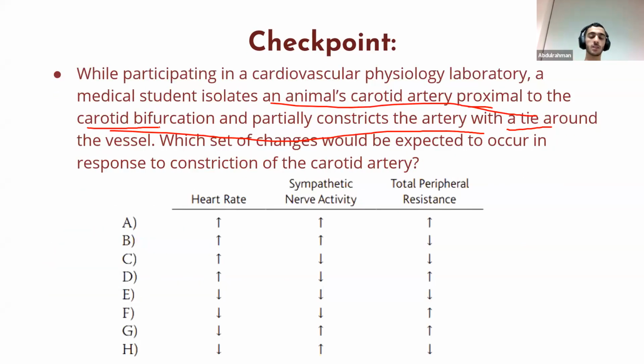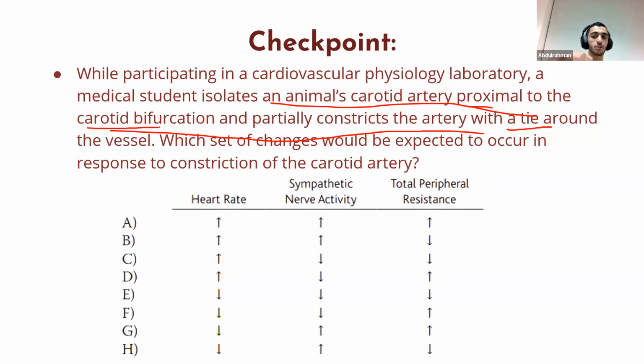So if we said that the carotid comes out of the heart, proximal means that it's closer to the center of the body. Distal means it's farther away from the center of the body. So if it's proximal, it means it's closer to the center. And we said that the baroreceptors are more distal, right? So if we closed it with a tie, more proximal, towards the center, okay? We close this area around here.